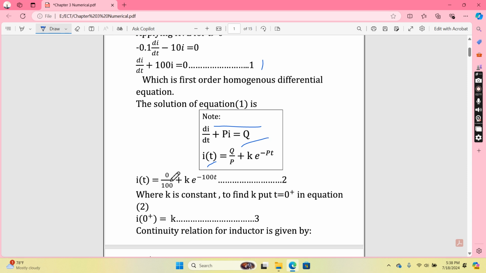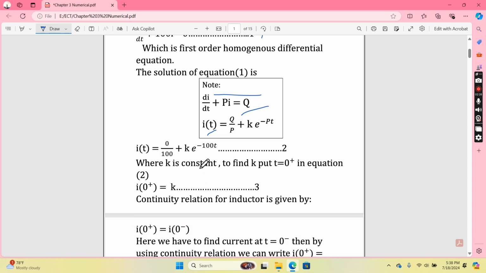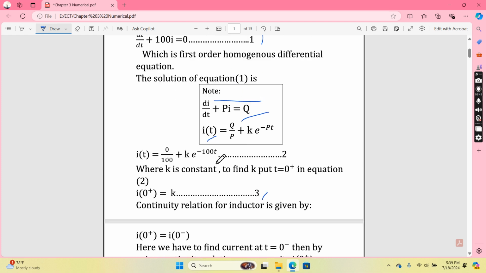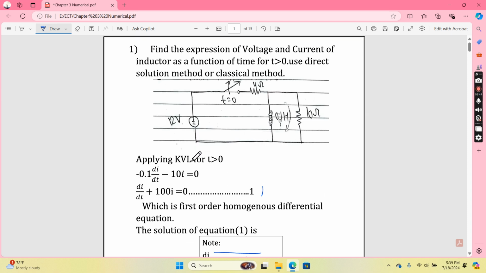Here q is 0, p is 100. Then we have I equal to q by p, that is 0 by 100, plus k e to the power minus pt, where p equal to 100 and k is a constant. To find k, put t equal to 0 plus in equation 2. Then we get the equation I(0 plus) equal to k, and we assume this equation as equation 3.